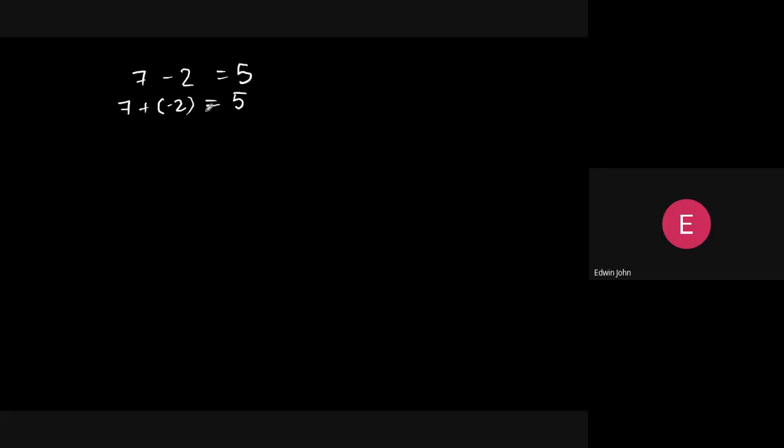Now tell me the binary representation of 7. How to represent 7? 0111. How to represent 2? 0010. How to represent minus 2? Take its ones complement, because we are studying the ones complement method. So how to take ones complement? How will minus 2 come? We have to take the complement of 2.